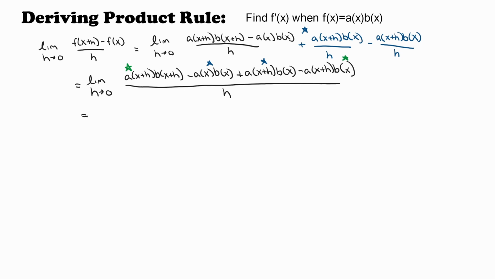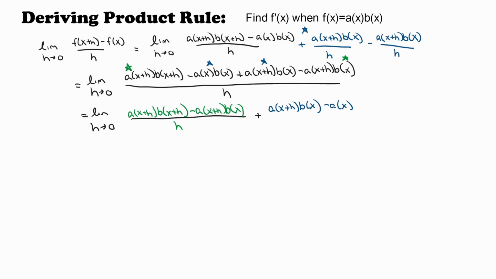So let's continue the limit down below. What I mean by this is now we're going to make one specific fraction just for the green terms: a of x plus h times b of x plus h minus a of x plus h times b of x, divided by h. Now we can just separate the fractions and say plus, and now in blue, a of x plus h, b of x, minus a of x times b of x, divided by h.